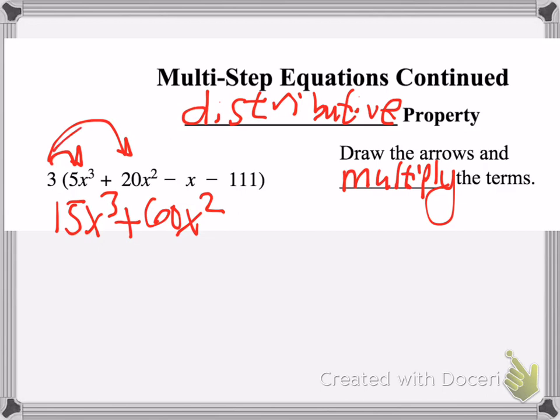Perfect. 3 times negative x. Uh-oh, I don't see a number there. Oh, there's a secret number there, though, Mr. Bloom. What's the secret number? Well, there's always a 1 in front. Okay. Yeah, that's our secret coefficient. There we go. So 3 times negative 1 is negative 3, and we have that x.